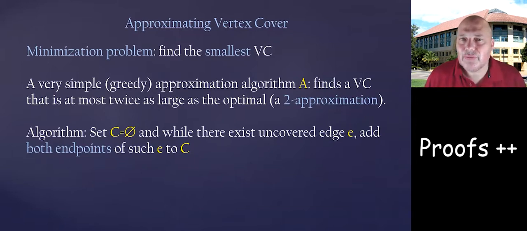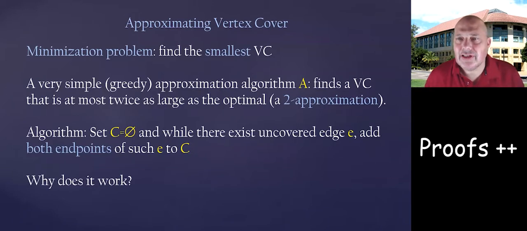So it looks like the more intuitive thing to do is to take one of its endpoints, because this is enough to cover this edge. But in fact, we are going to add both of its endpoints. And this will give us a two approximation. Taking one could actually be horrible.